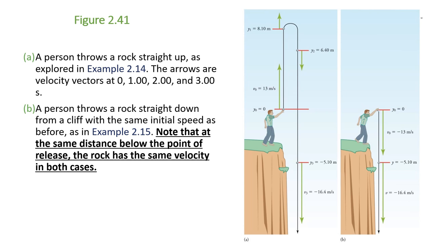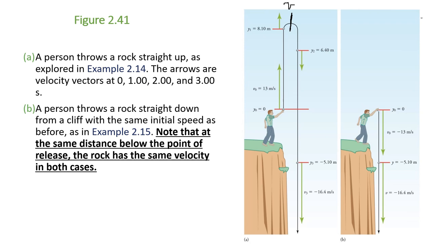Let's discuss an example where we throw something straight up in the air and it falls. In this example, we start at zero, where he throws it, and the initial velocity is 13 meters per second. When it reaches 1 second, it is 8.1 meters high, and it reaches a maximum height here. Now, one thing that's important is the velocity y at maximum height will be zero.